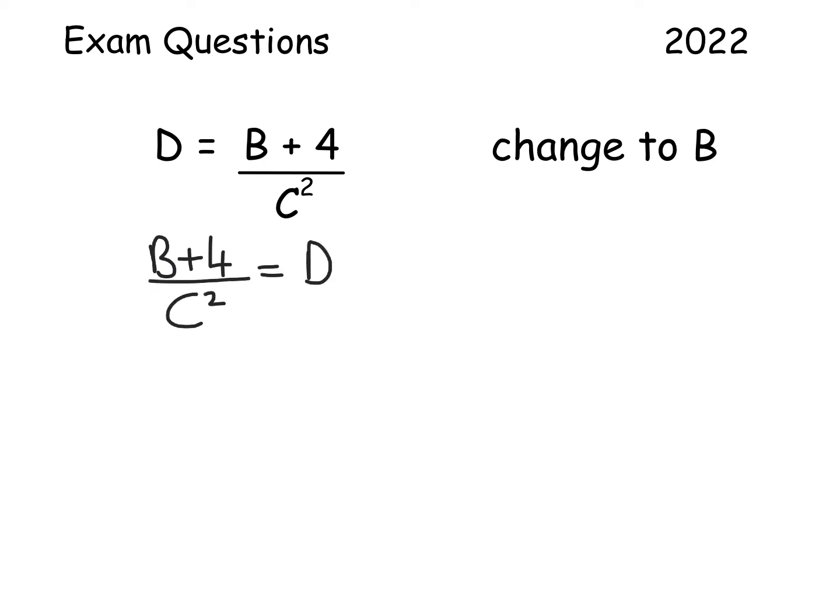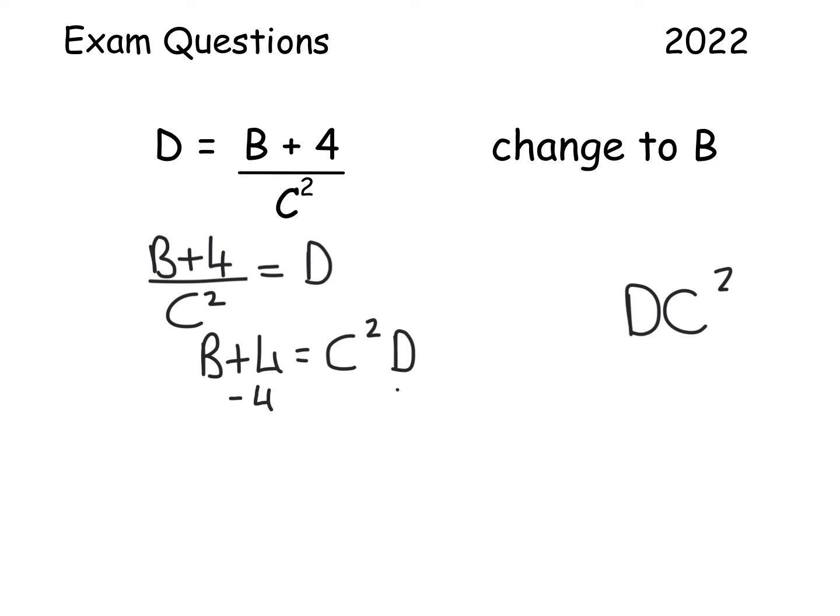Now that says divide by c squared, so I'm going to times by c squared. So I'm going to have b plus 4 equals, now you've got 2 options. You can write dc squared or you can write c squared d. So remember, the other way is it could be dc squared. But I like it alphabetical, so I'm leaving it as c squared d. Okay, and then all I need to do is deal with the plus 4.